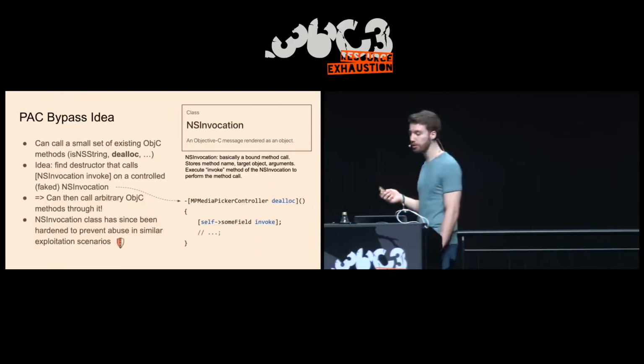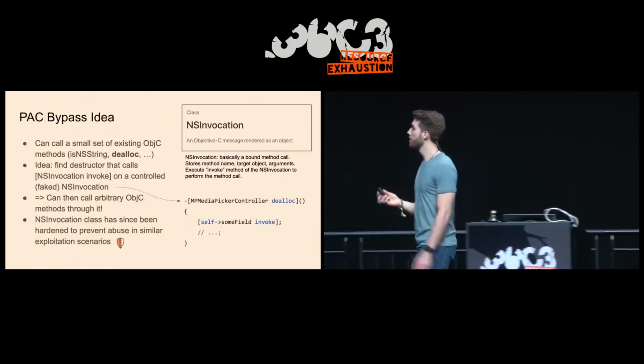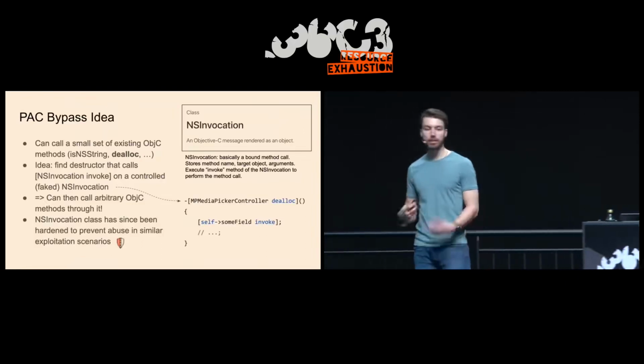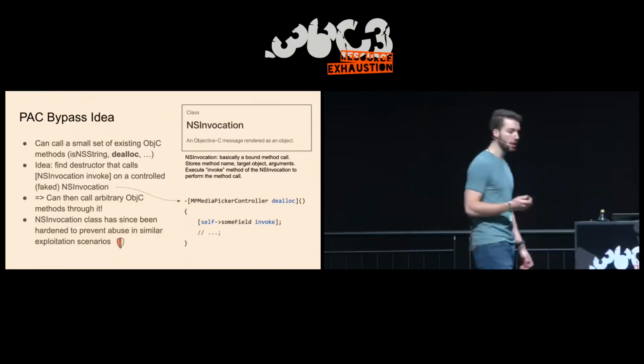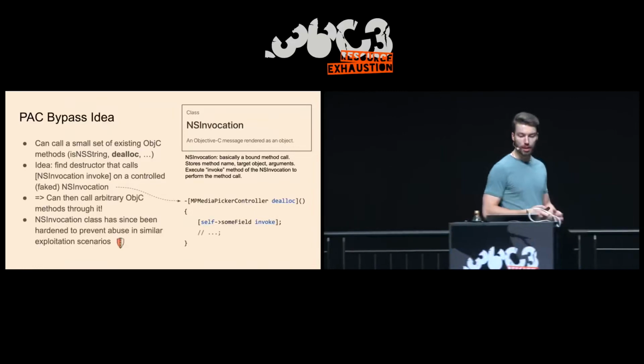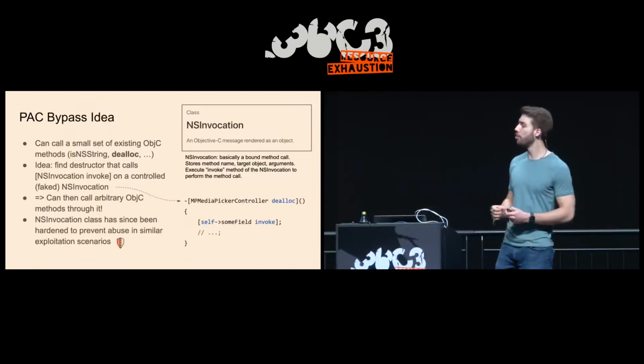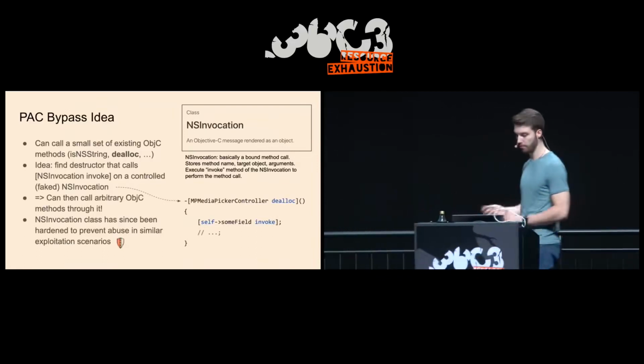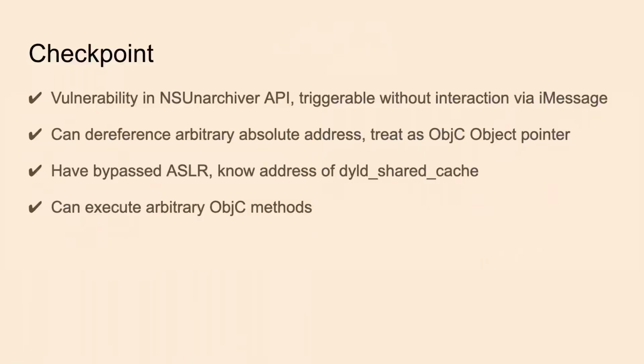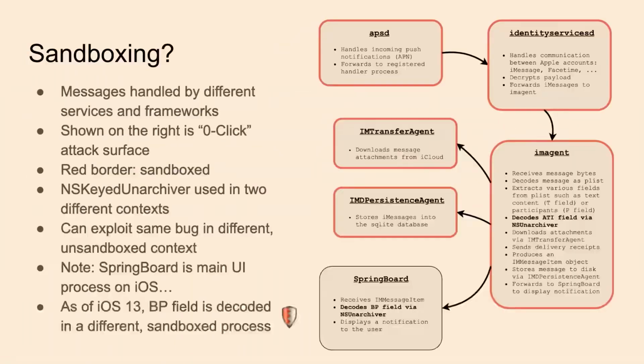Again, you see this shield here, which I put in place for things that Apple has hardened since we sent them the exploit. So what they did so far is they hardened NSInvocation, and it's now no longer easily possible to abuse it in this way. But yeah, so for us, we can now run arbitrary Objective-C methods with controlled arguments.